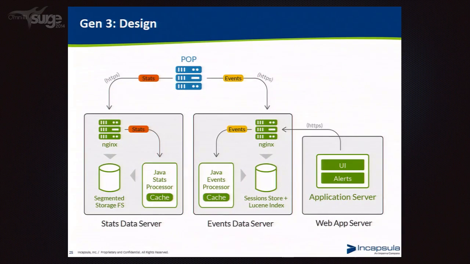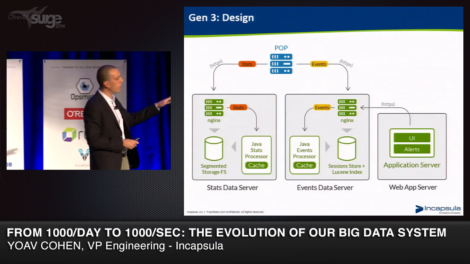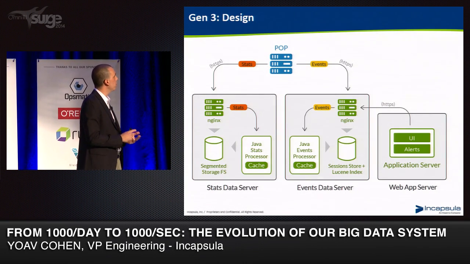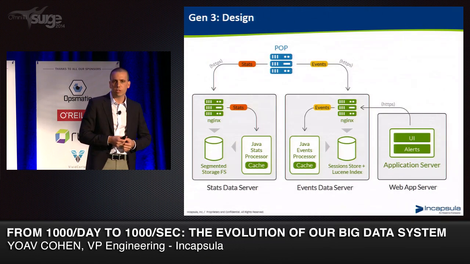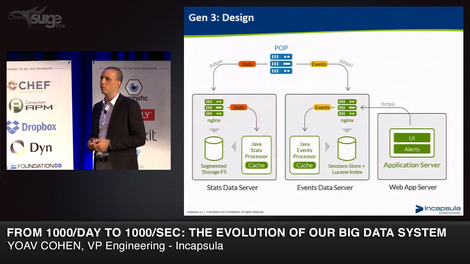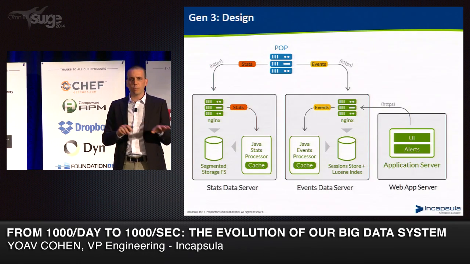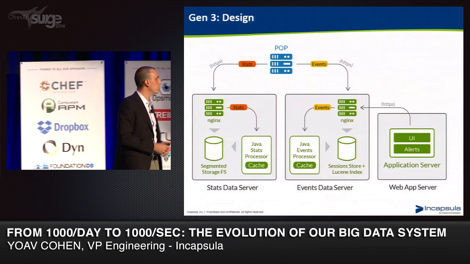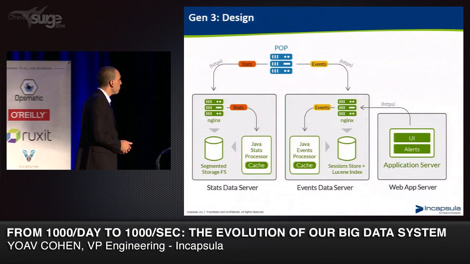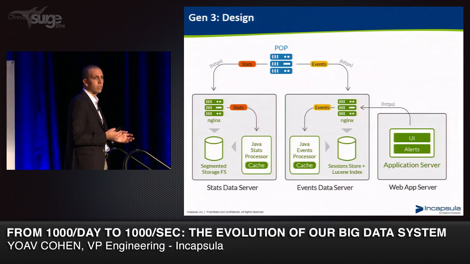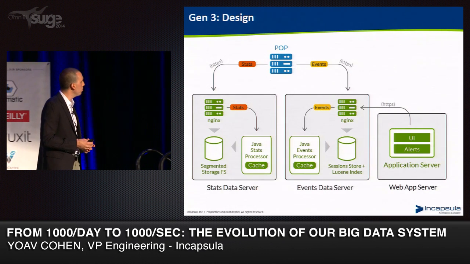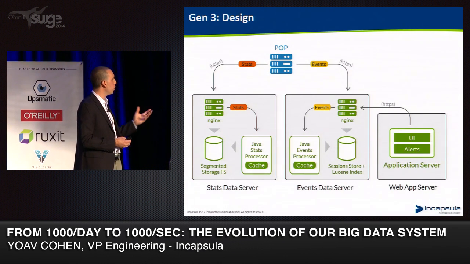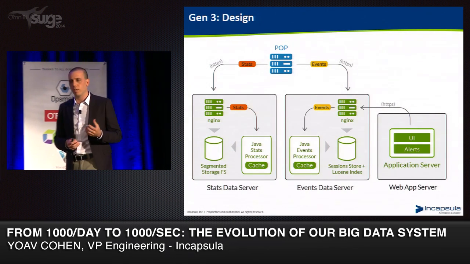Okay. So the design is very similar to what we had in Gen 2, but we just replaced some of the components. We still have the event stream, we still have the stat stream, and we still upload data into data servers using Nginx as an interface for Dove. This time we have separate servers, but it doesn't really matter, it's just an implementation detail. And we have different storages for each type of data. We have what we call a segmented storage file system for stats, and we have a session store and the Lucene index for the sessions.